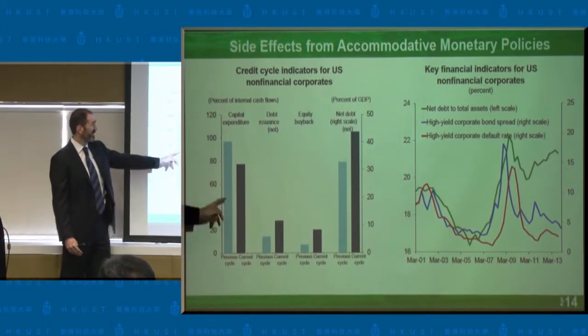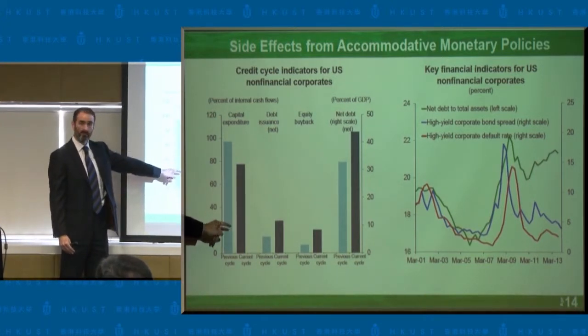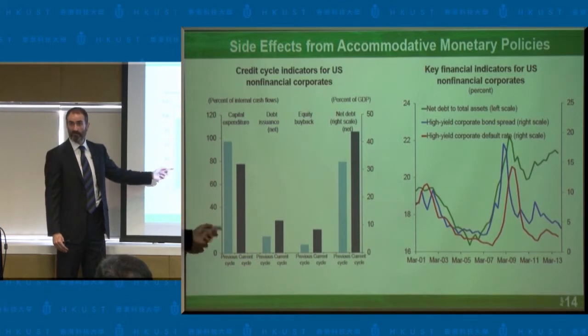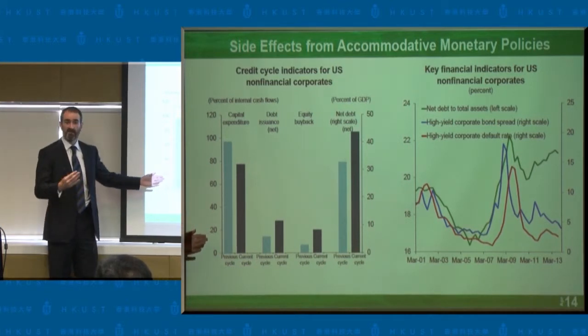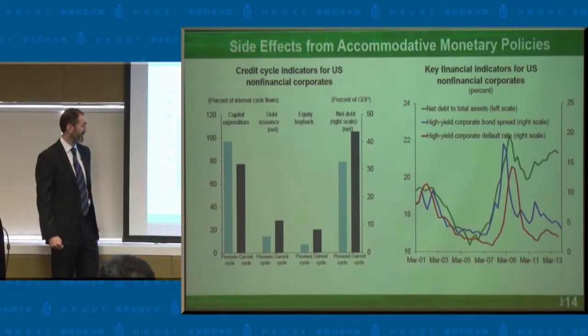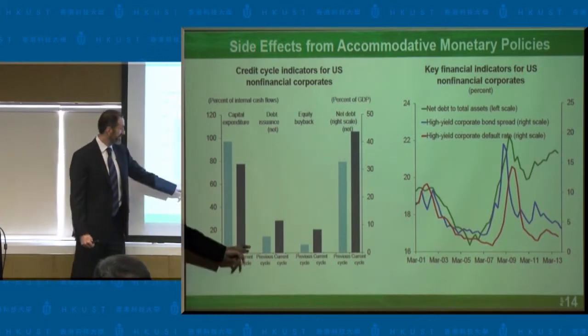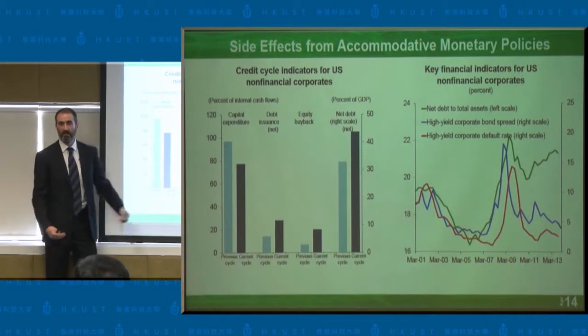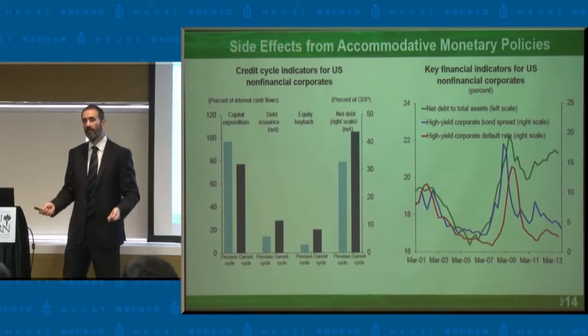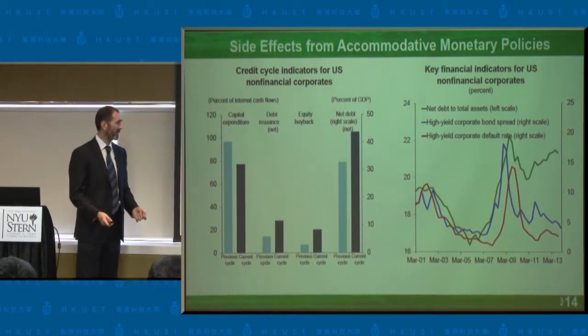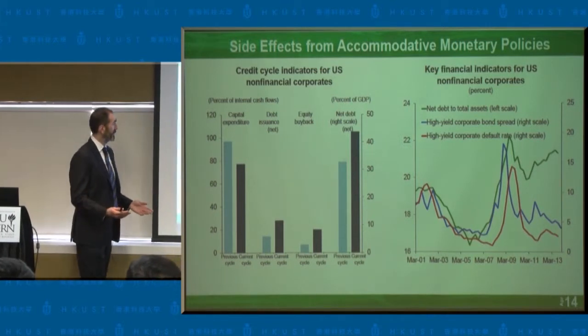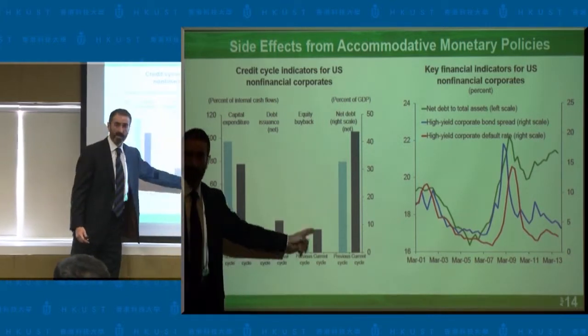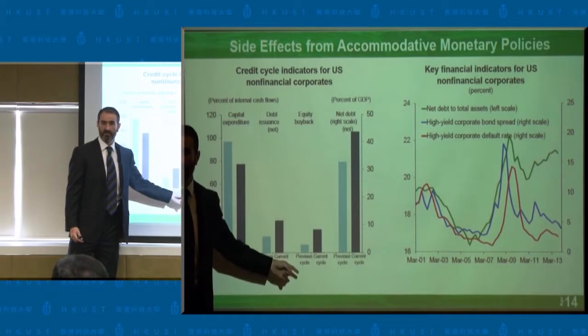Well, first of all, you can see the capital expenditure by firms is lower, so they're investing less. Typically at this point in the cycle, you're seeing more investment by firms. But at the same time, they're investing less, but they're issuing more debt. They're issuing more bonds, they're borrowing more from leveraged loans, they're borrowing more from banks. So what are they doing with the money? Well, they're buying back more equities now than they have in previous cycles.